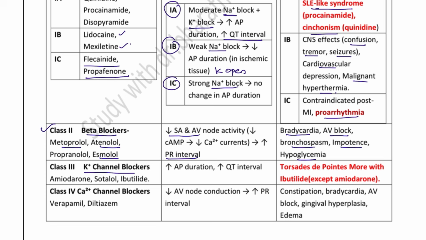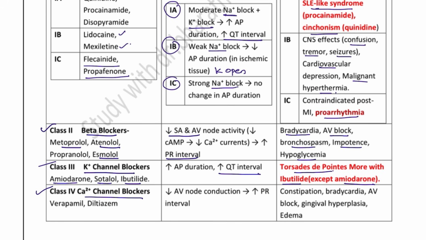Class 3, potassium channel blockers. As we discussed, potassium can be blocked. If it is blocked, it is going to cause QT interval prolongation. The drugs are amiodarone, sotalol and ibutilide. It can increase the chance of torsades de pointes, maximum with ibutilide and minimum with amiodarone.